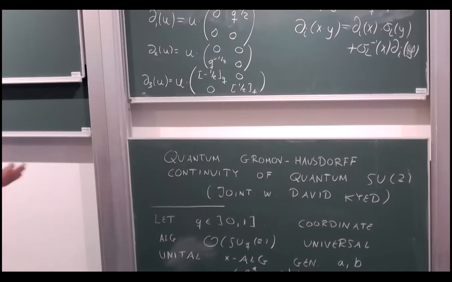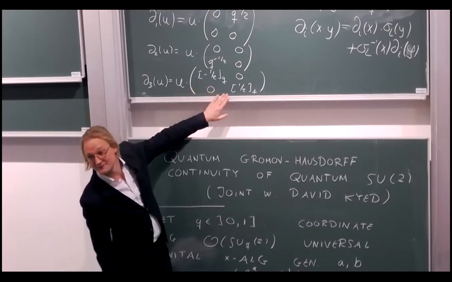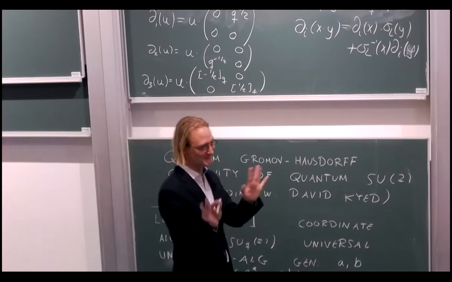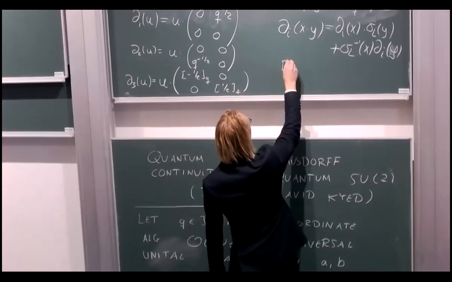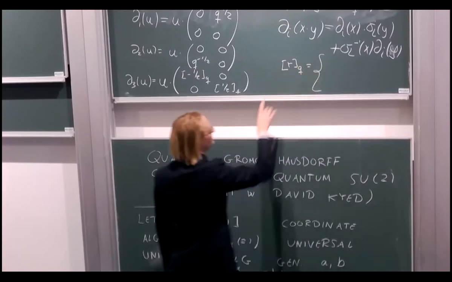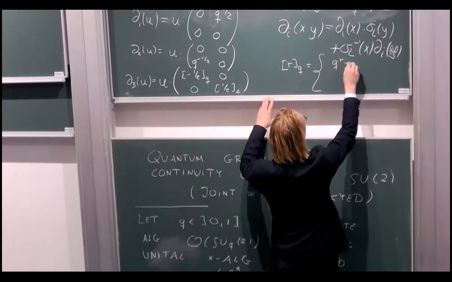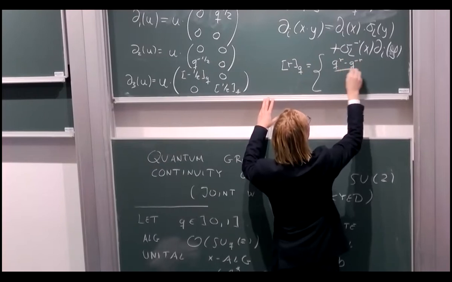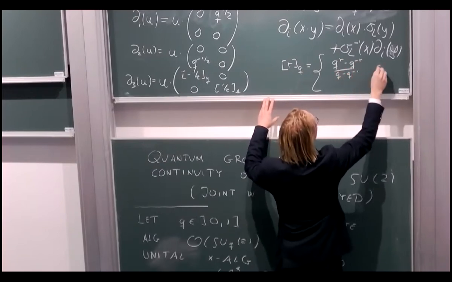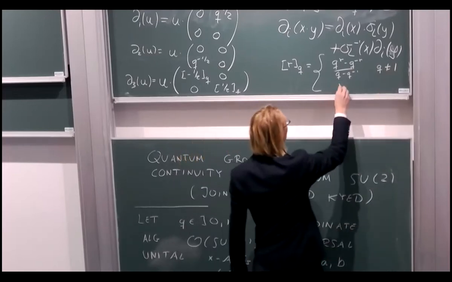It's not the fine-tuned talk for people doing Hopf algebras. So I'll just tell you what these Q numbers are in case you don't know them. If you know them, just ignore it. Associated with Q, you have a real number R. There are two cases. You have Q to the R minus Q to the minus R divided by Q minus Q inverse when Q is different from one. And when Q is equal to one, it's just R.